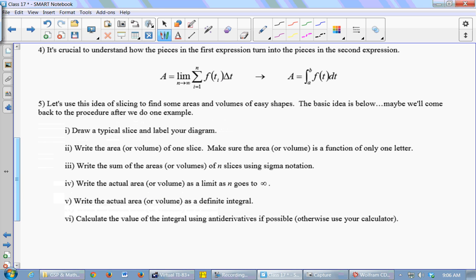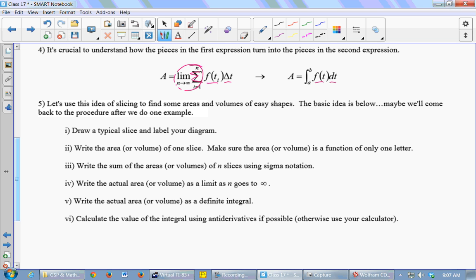We're going to be slicing, adding up all the pieces, and then taking a limit, and that's going to make an integral. So f of t_i becomes f of t, delta t becomes dt. The summation symbol, when you take the limit together with the sum, becomes the integral symbol. Right? And then you have to include the bounds of integration, a and b.